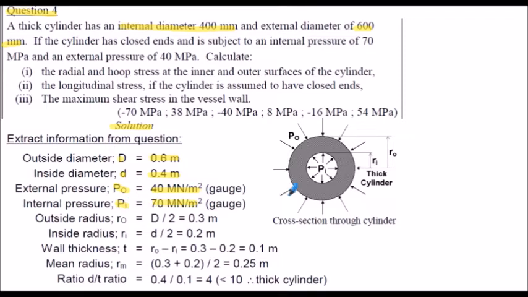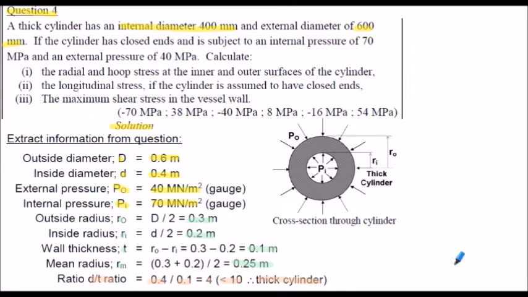So from the geometry I can calculate the outside radius, it's 0.3 meters, the inside radius 0.2 meters, the wall thickness calculates to 0.1 meters, and I've got my mean radius of 0.25 meters. Just check the D upon T ratio, that will be the inside diameter 0.4 divided by the wall thickness 0.1, so the D upon T ratio is 4, so that's much less than 10, so thick cylinder theory applies.